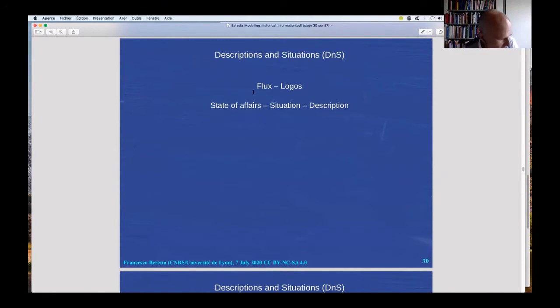Okay, but DOLCE is not enough, because DOLCE does not speak about something that is very relevant for us, which is the social world. That's why the colleagues in Trento, Roma, and so on, Gangemi, Guarino, and so on, created Descriptions and Situations. This is also a foundational ontology, based on a very old distinction in philosophy between flux and logos. Flux is the life, what happens in the world, and logos is our talking about this. They apply this to their ontology and say, okay, the flux are the states of affairs, and the logos are what we call situations and descriptions.